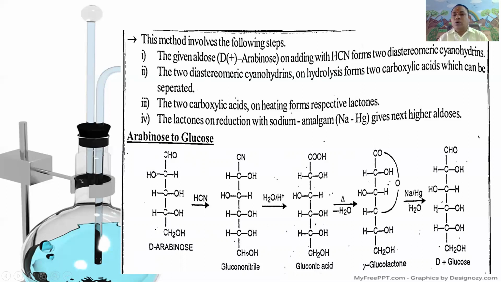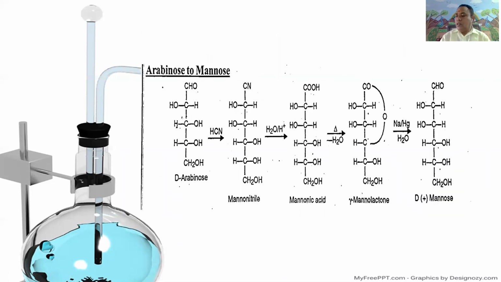This gamma lactone undergoes reduction in the presence of sodium amalgam. It gives D-glucose, that is CHO, CHOH, CHOH, CHOH, CHOH, CH2OH. It is called D-glucose or aldohexose. Next one, conversion of arabinose to mannose.